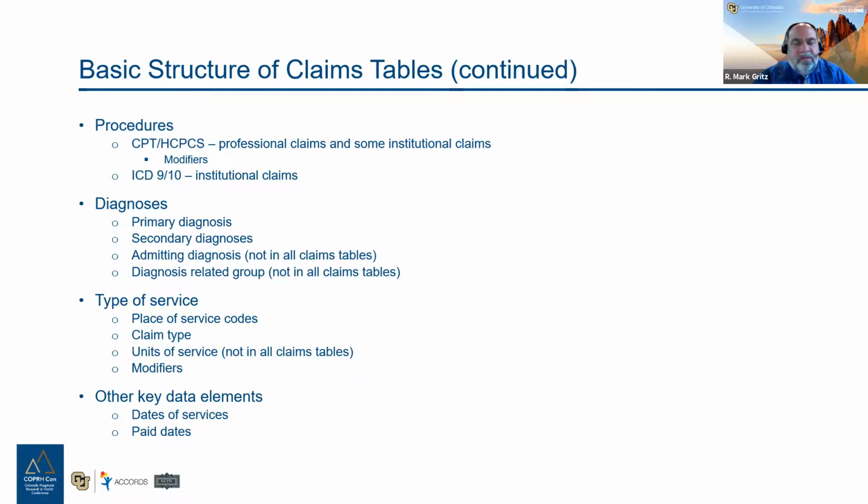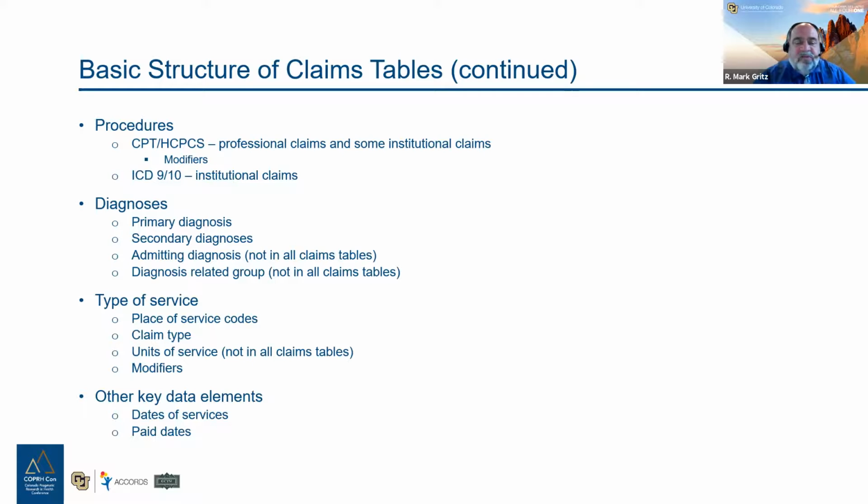For example, back to the telemedicine example, for some professional claims, they've been instructed to use place of service codes to identify that it was a telemedicine provided service rather than a service provided in a clinic. Also has some information on claim types, which can be useful for identifying inpatient versus outpatient claims.